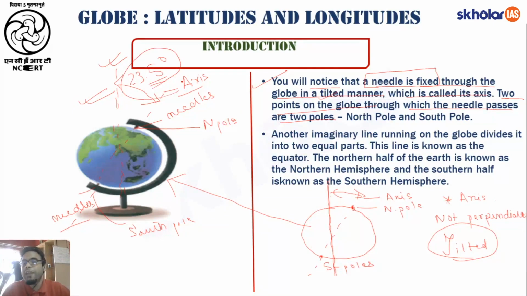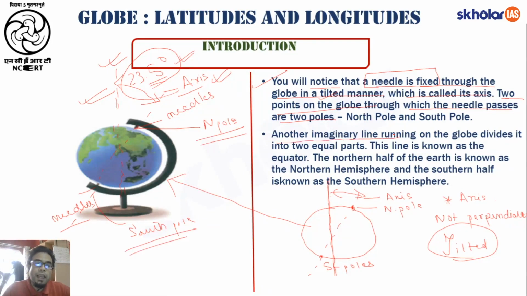Understood? Very important. So what have we understood as of now? We have understood that the axis of the earth is tilted and its angle is 23.5 degrees from the imaginary line which is dividing the earth into 2 equal halves. And the points where the axis meets the surface of the earth are called your north pole and your south pole. Very important. Then the next point is also important.